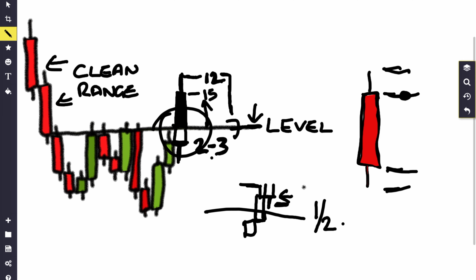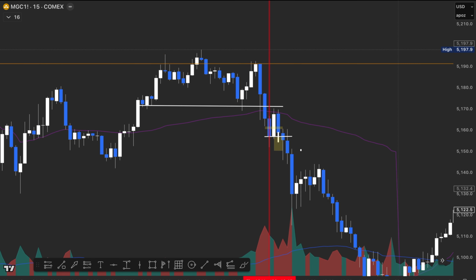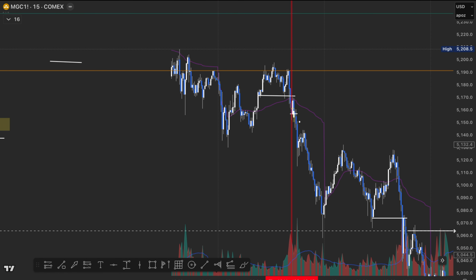But let's look at some chart examples. So over here we are on gold. Just check for our example. So you can see here we have this candle breaking through. Here is the level, the white line. This candle has opened here. It came up, created a wick. That was in 2 minutes.